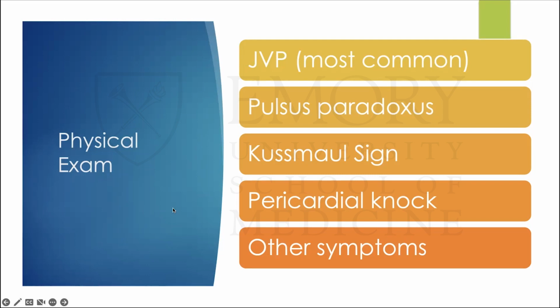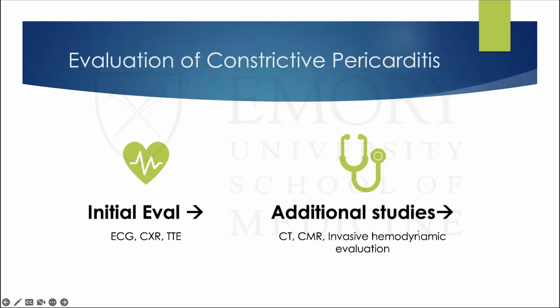And then other symptoms to look out for, more suggestive of severe constriction, might be peripheral edema, ascites, hepatomegaly and congestive hepatopathy, profound cachexia. These are more suggestive of a severe constrictive pericarditis type picture.